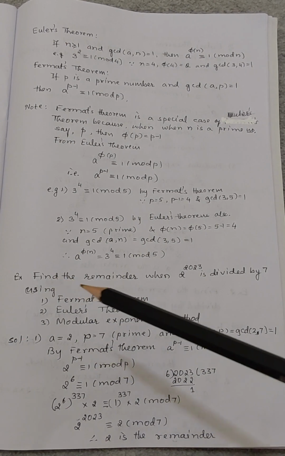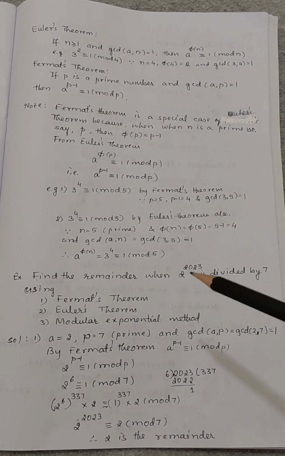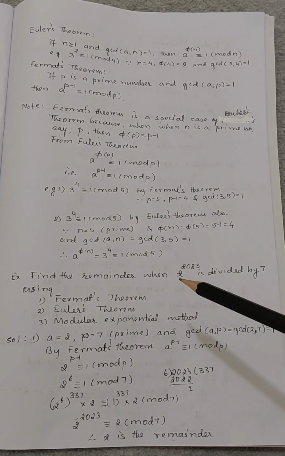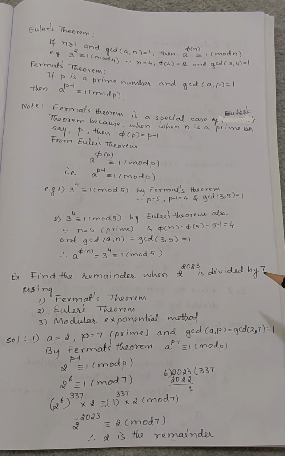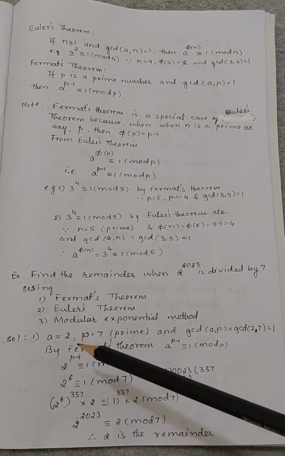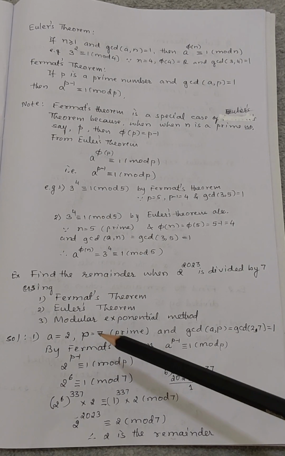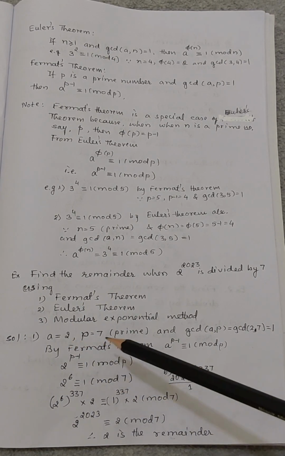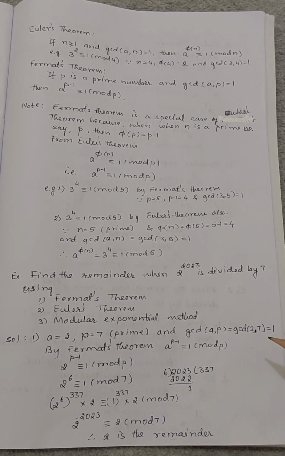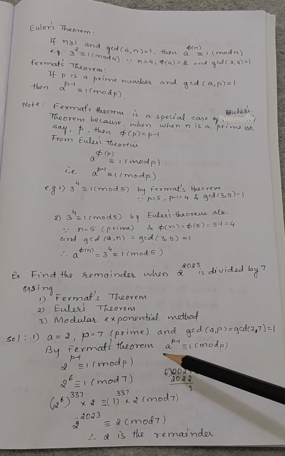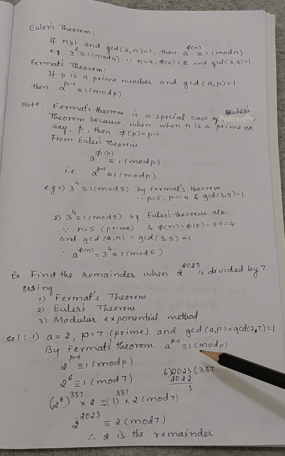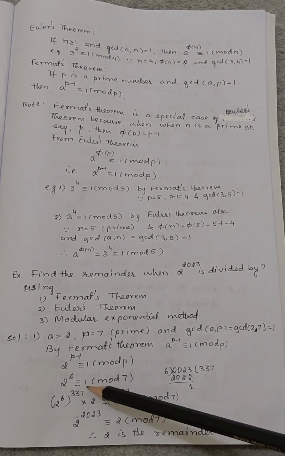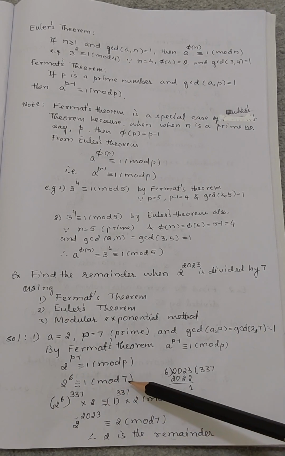In this example, find the remainder when 2 to the power 2023 is divided by 7. Let us take a as 2 and n, or p, as 7. We try to solve it by Fermat's theorem. p is 7, which is prime, and GCD of 2 and 7 is 1 because they are relatively prime. By Fermat's theorem, a to the power p minus 1 must be congruent to 1 mod p. So 2 to the power 6 is congruent to 1 mod 7.